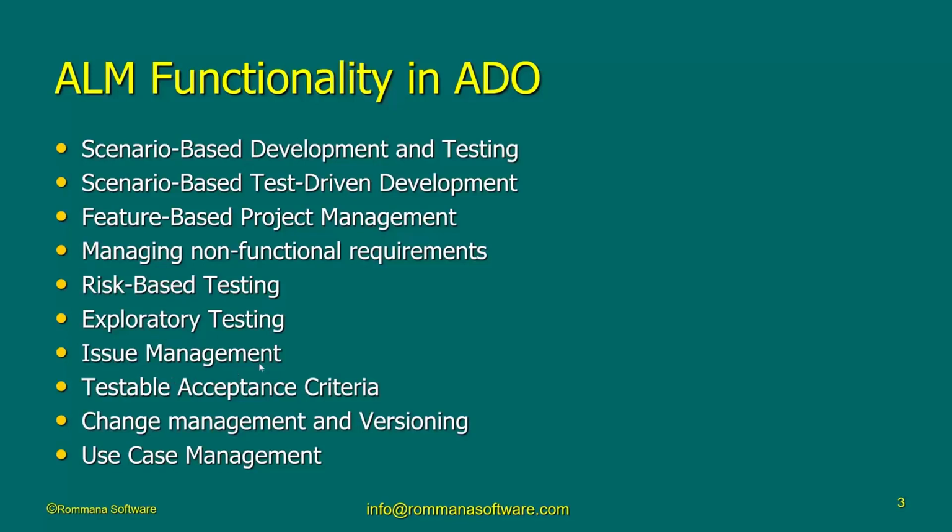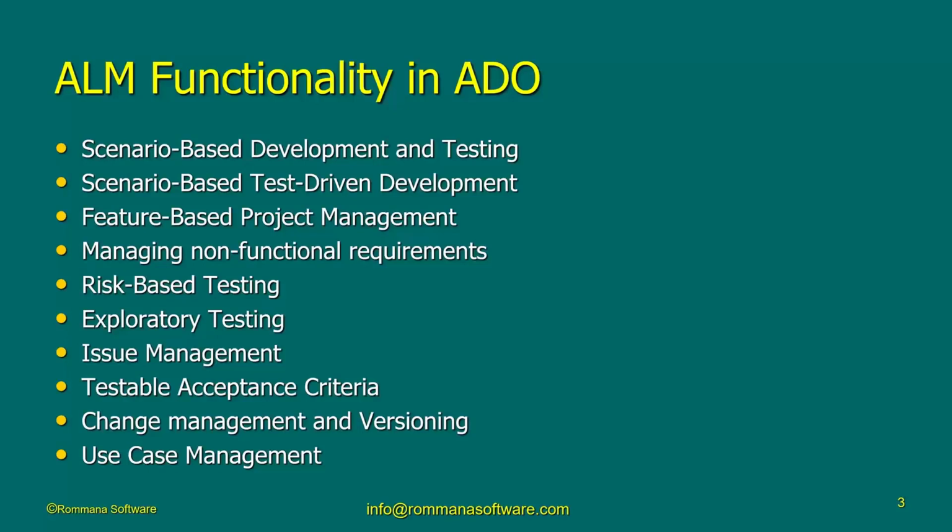Issue management or bug tracking, whatever you want to call it, is a big thing within Rommana ALM. However, you can continue to do your bug tracking in ADO if you wish. So when you have a test that fails, you can write your bug report within Rommana ALM, or you can write your bug report within ADO.